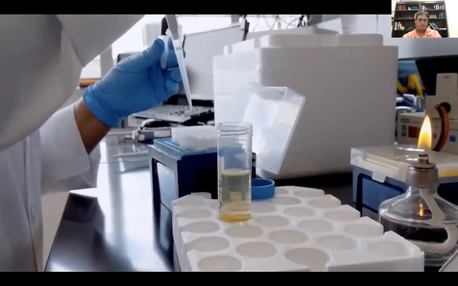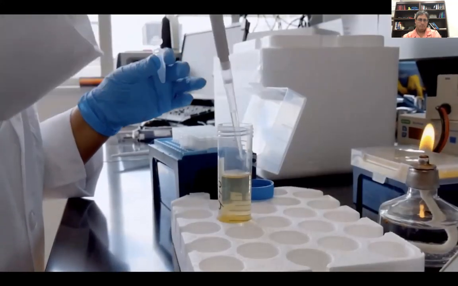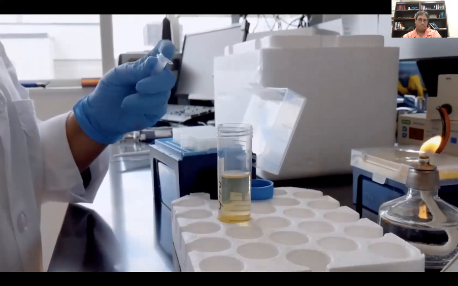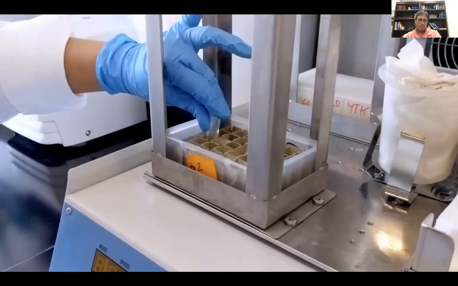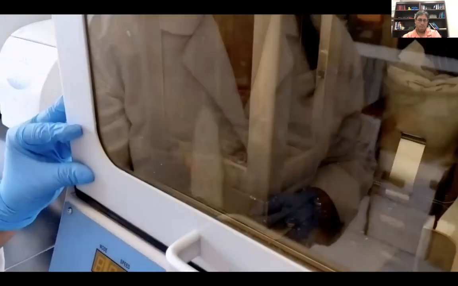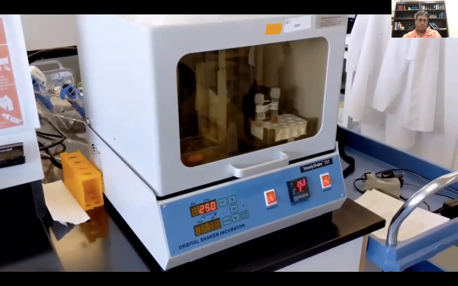To start the outgrowth step, first add 500 microliters of SOC to the tube containing the transformed bacterial cells. Next, place the tube in a shaking incubator at 37 degrees Celsius for 45 minutes.